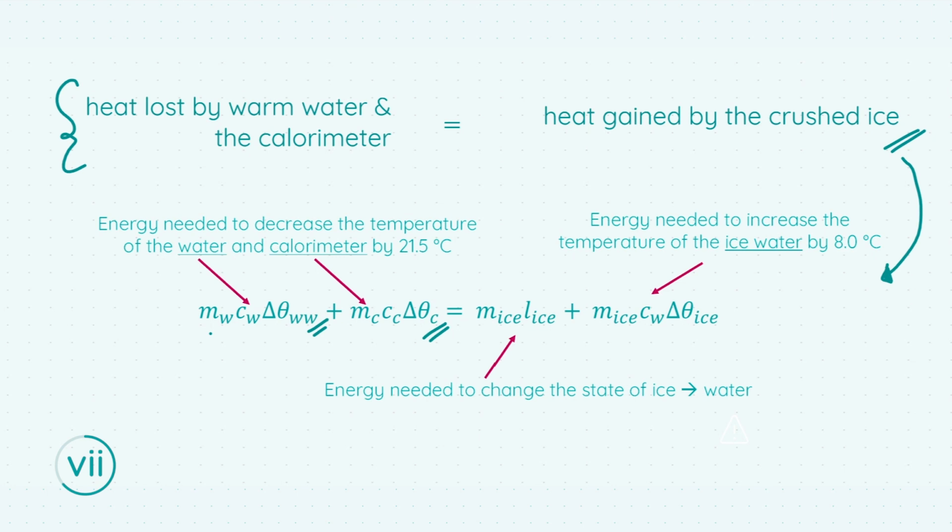So our first term on the right hand side is a very important term. This is the energy needed to change the state of the ice into its liquid form, water. So we're going to use that formula, which we looked at previously. And the second term on the right hand side is the energy needed to increase the temperature of the ice water by 8 degrees Celsius, or again Kelvin. So this is the formula. Now all we have to do is just sub in our figures and we are ready to go.